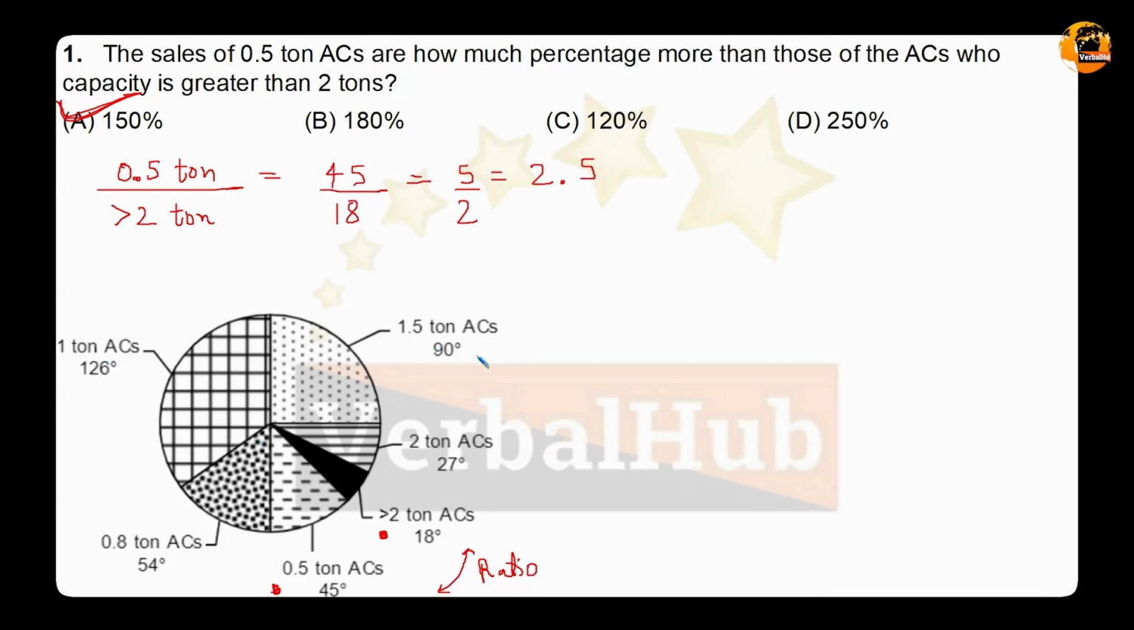For example, the sales of 0.8 tons is less than that of 1.5 ton ACs. So how much percentage less, let's say, right? So answer this question. So we know that 54 is basically what? 60% of 90, right? 90 into 0.6 would be 54. So therefore, this sales is 60% of that sales. So it is 40% less than that sales, right? So we can do any percentage comparison over here by looking at the degree to degree ratio, right?